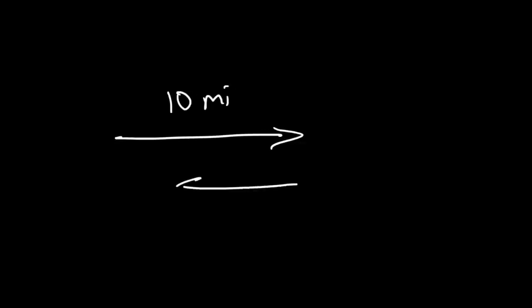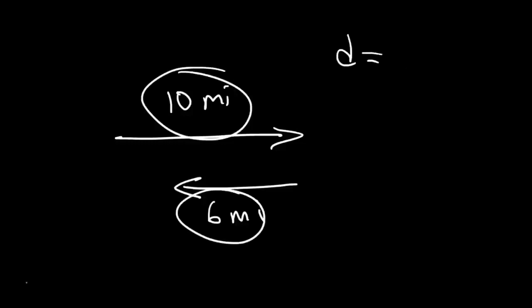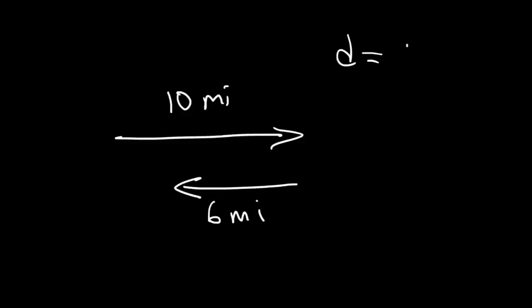So hopefully this helps you to distinguish distance from displacement. So let's say a car travels 10 miles east and then 6 miles west. Calculate the distance and the displacement of the vehicle. If you want to calculate the distance, simply add the two numbers and make it positive. So it's just going to be 10 plus 6. So the total distance traveled is 16 miles.